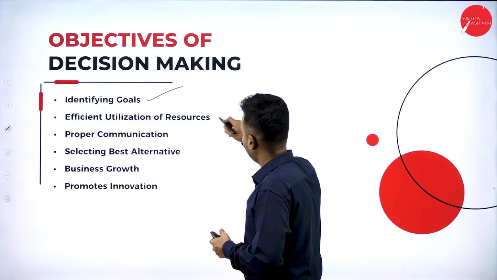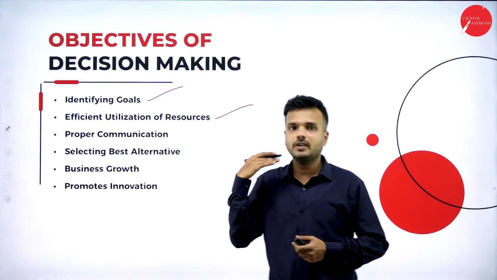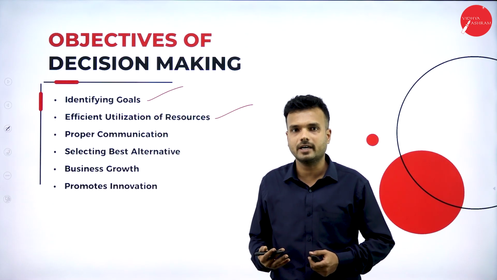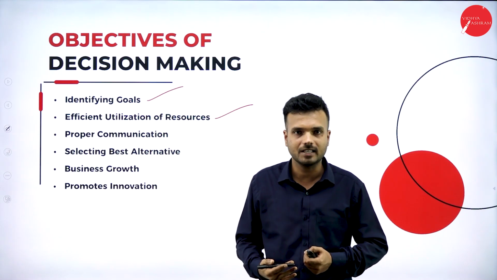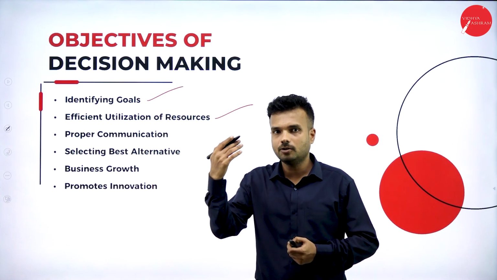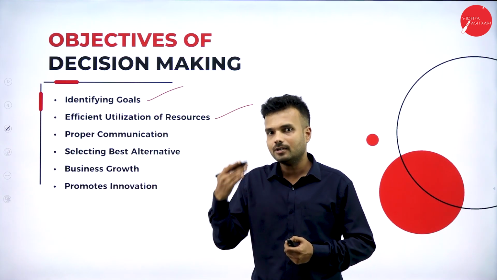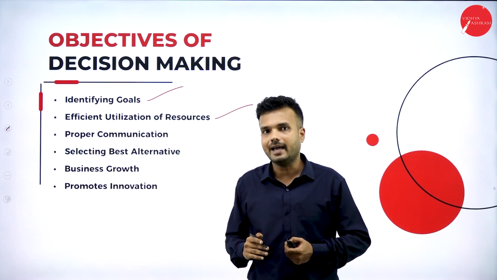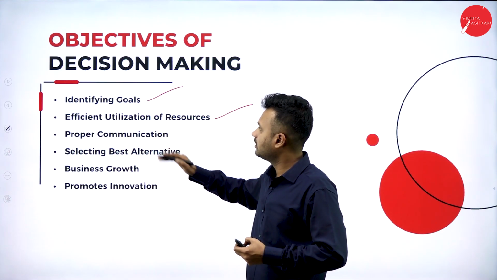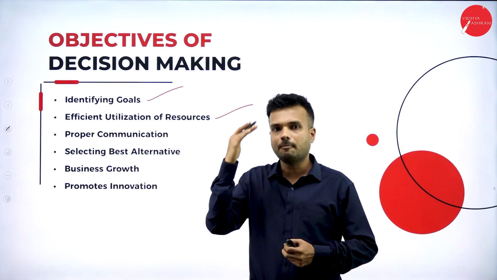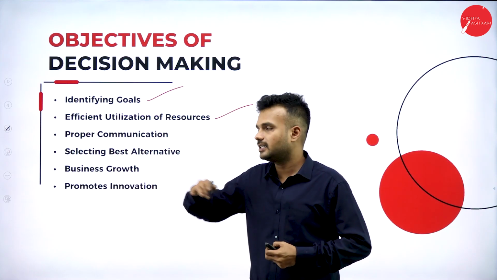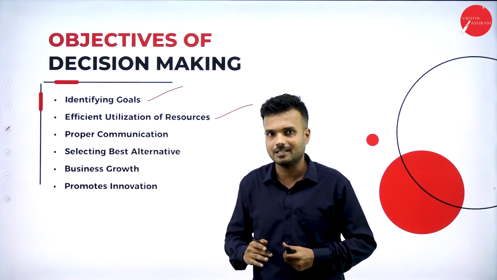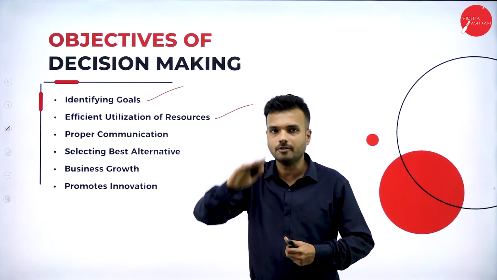Efficient utilization of resources. What happens if we efficiently utilize all the resources of the organization? As we know, there are two resources in an organization. One is human resource and another one is financial resource. If we utilize all the resources of the organization, it is going to minimize the cost of production, and indirectly we are going to save money. Decision making leads to optimum utilization of resources and minimizes the wastages. Means we are going to minimize cost of production.